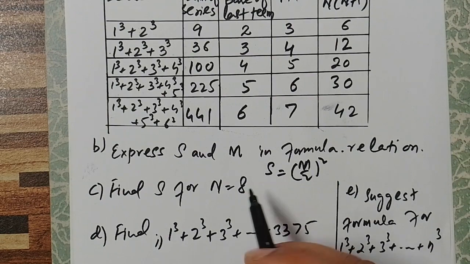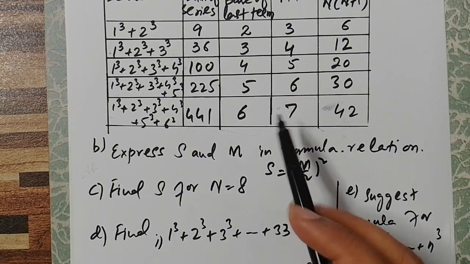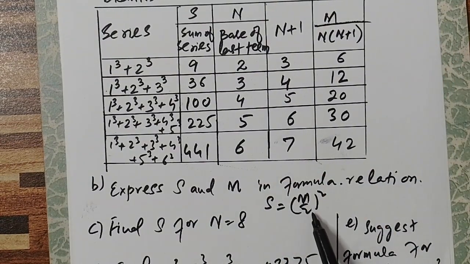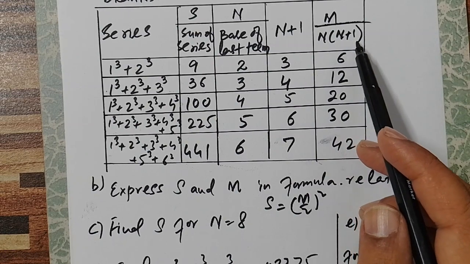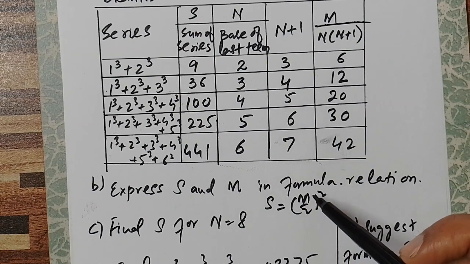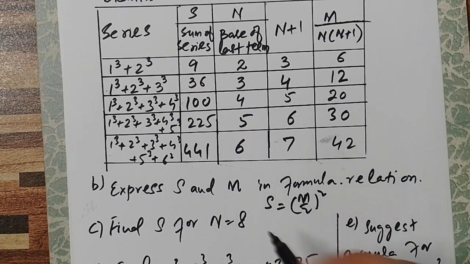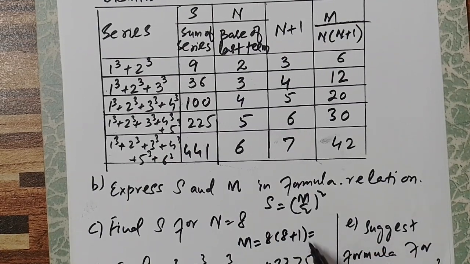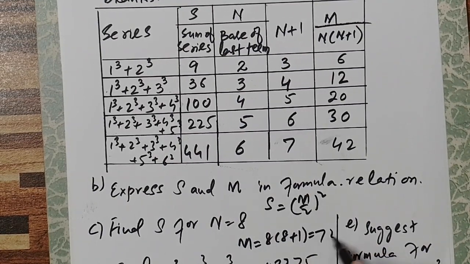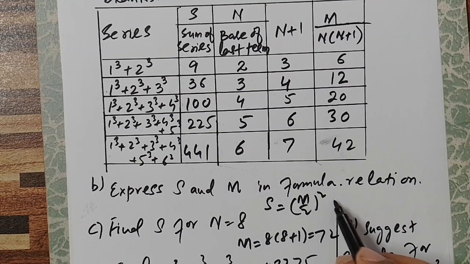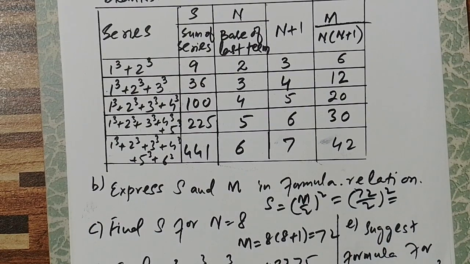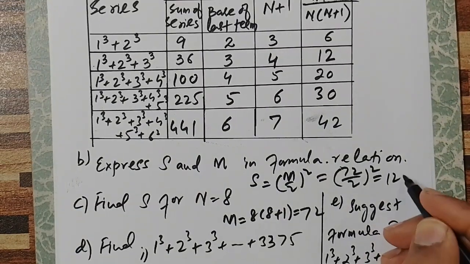Next question is find the value of S for n equal to 8. As we have found the relationship between S and M, S and M are related by the formula S is equal to M by 2 whole square. Now M is in fact n into n plus 1. So if the value of n is 8, M will be 8 into 8 plus 1, and 8 plus 1 is equal to 9. 9 times 8 is 72. So if I put this value over here, I get 72 by 2 whole square. That is 72 by 2 is 36, and the square of 36 is 1296.